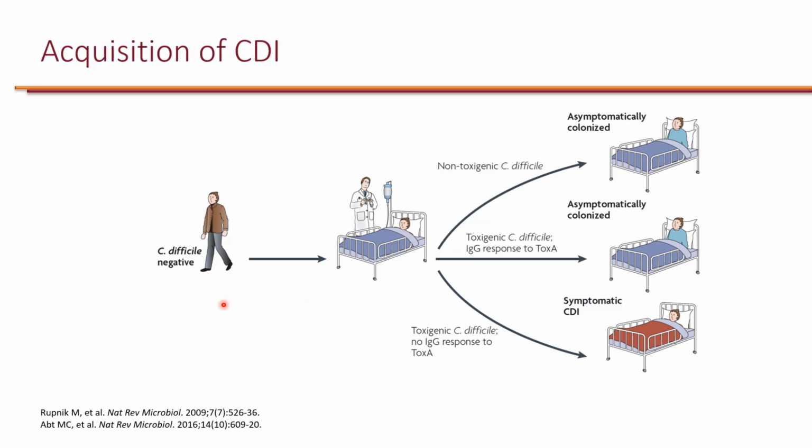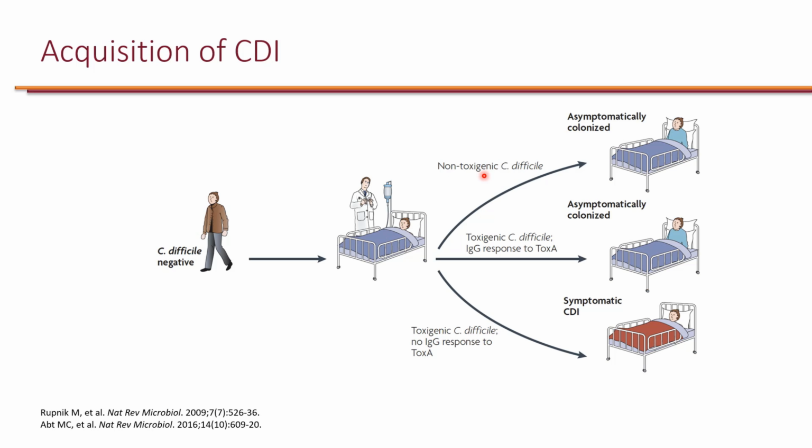All right, let's take a look at how someone acquires C. diff infection. So, initially someone is C. diff negative, and when this person gets exposed to the healthcare setting, they are immediately at risk of acquiring Clostridioides difficile. And one thing that can happen is that this person can actually acquire a non-toxigenic variant of C.